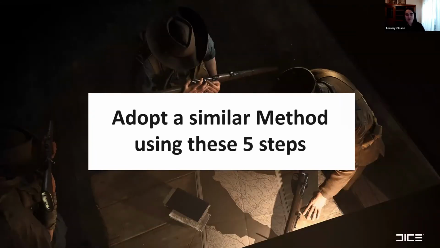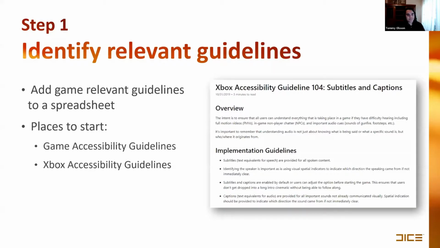We want to share how this method can be created and used so that you can learn and replicate it if that can be useful for you. So the first step to create this method is to identify all of the guidelines that are relevant to your game. I would recommend starting off by creating a spreadsheet and filling it with the guidelines from resources such as Xbox and the Game Accessibility Guidelines.